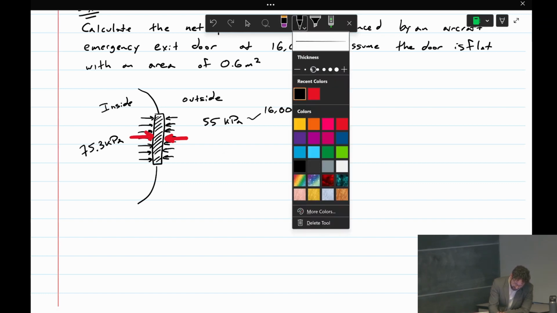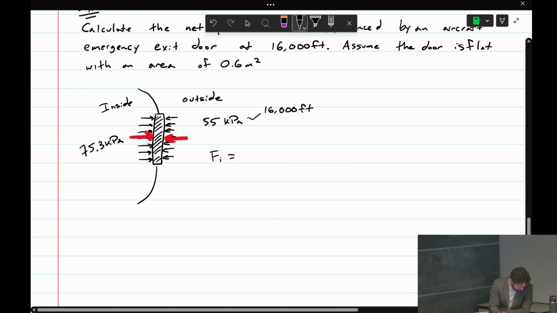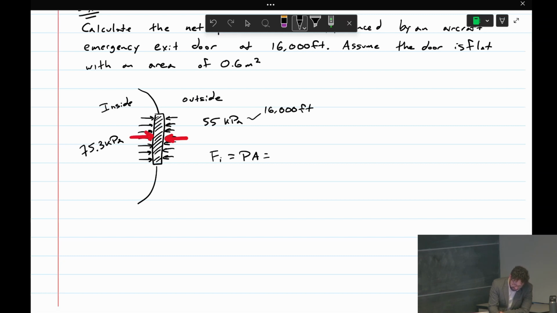So the force from the pressure inside the plane is pressure inside the plane times the door's area. So that's 75.3 kilopascals, and kilopascals is 10 to the 3 pascals, times 0.6 meters squared. Pascals is units of newtons per meter squared. Multiply that by area in meters squared and we get 45 kilonewtons, which is quite a large force.